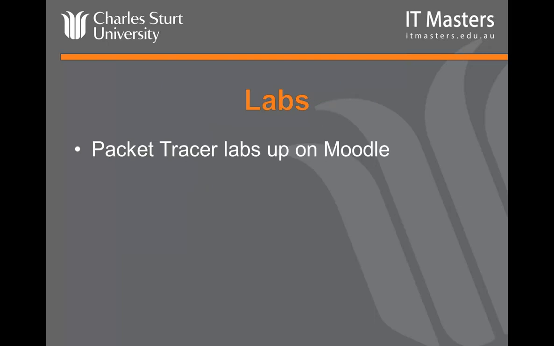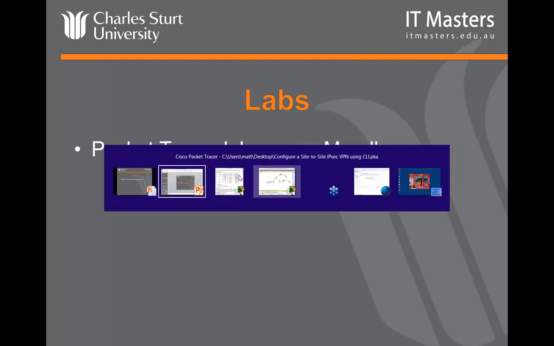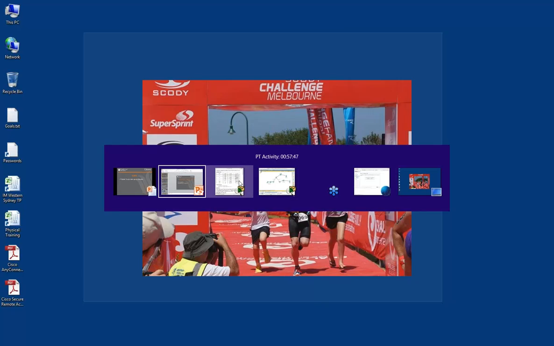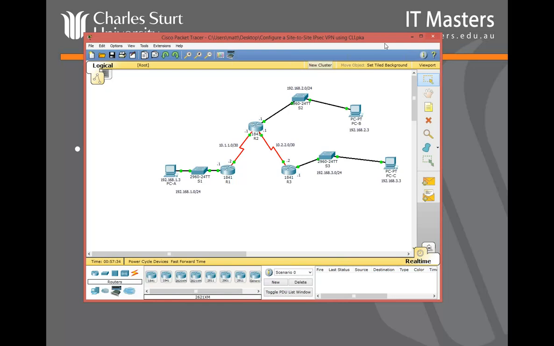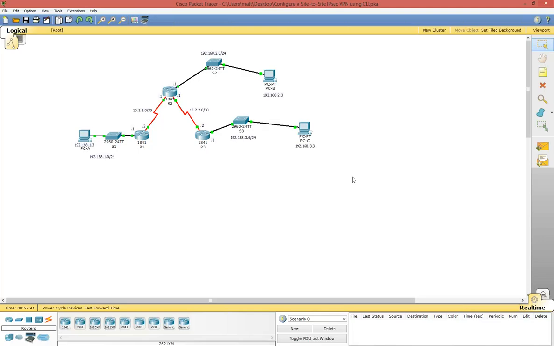Okay, so our Packet Tracer lab. Let's have a look at our Packet Tracer lab. So this is the Packet Tracer lab that we're going to have a look at. The idea is basically that we've got three routers in our topology.